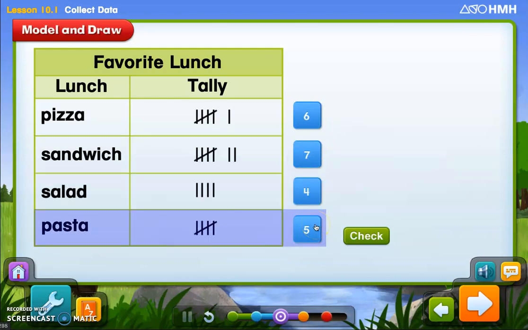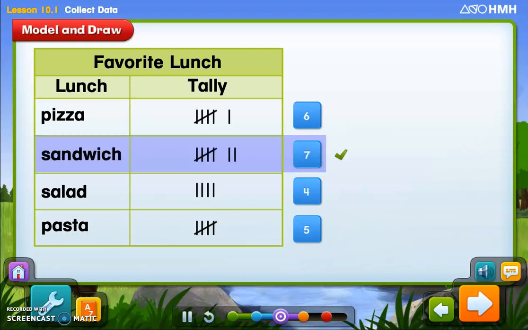So the biggest number here is 7, right? So more people liked sandwiches as their favorite lunch than any other option. Good job! Most classmates chose sandwiches. Which lunch did the fewest classmates choose?